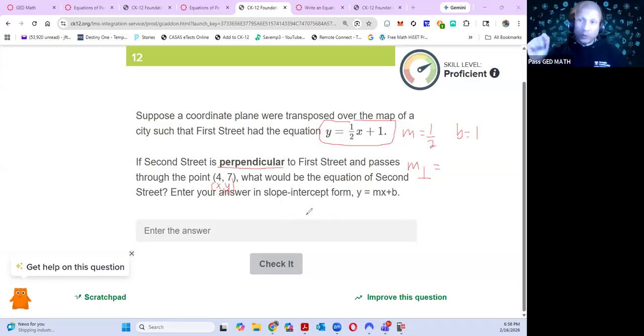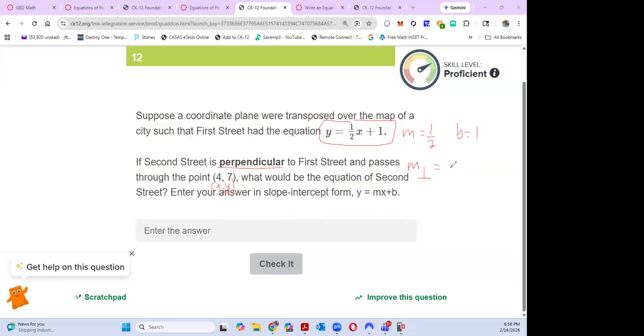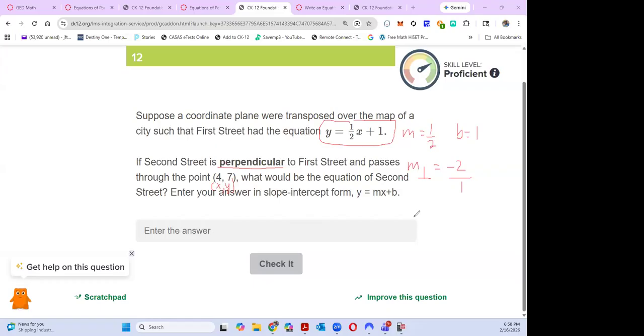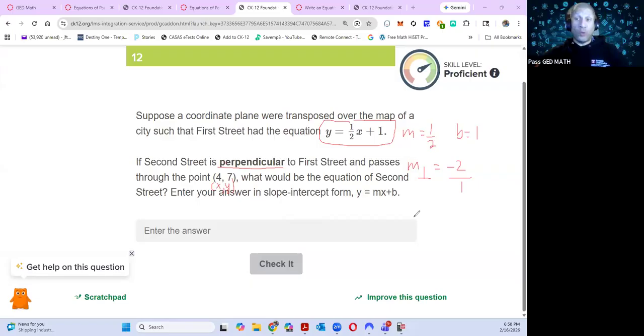So if the slope of this line is 1/2, what's the slope of the perpendicular? Change the sign and flip. 2 over 1. What kind of 2 over 1? Negative 2 over 1, because we have to change the sign. The sign is positive 1/2, right? Change the sign, it becomes negative. We flip 1 over 2 to 2 over 1. So negative 2 over 1. So we know the slope of any line that's perpendicular to this line is going to be negative 2.